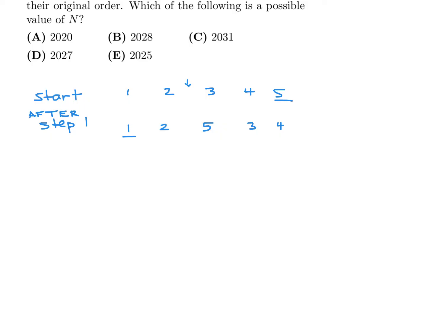So now we do it with the 1. We put that 1 in the middle. So the 1 goes in the middle, and the 2 and the 5 shift over, and the 3 and the 4, I guess in that case, stay where they are. You got it? Okay, so this was after step 2.